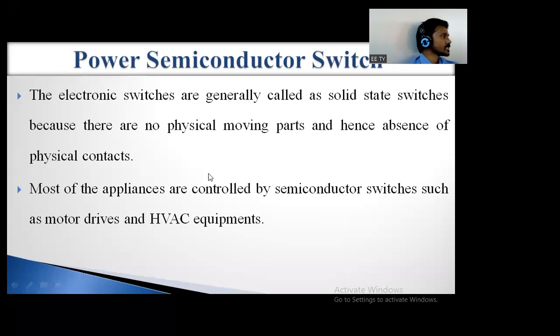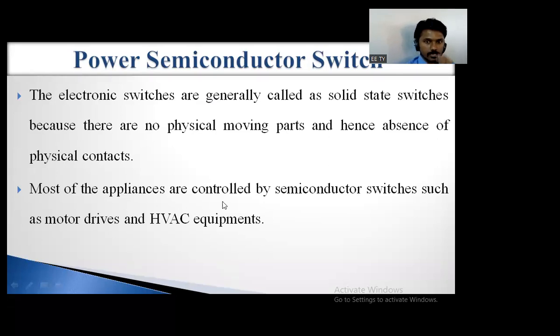The power semiconductor devices are also called solid state devices. Is it right? This point is clear, all of you? Any doubt, online students? Online students, please. Hello. Yes, sir. Okay, so next point.